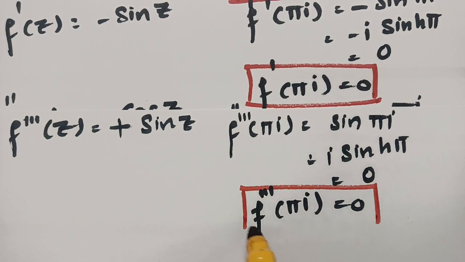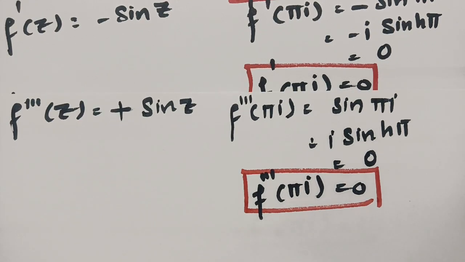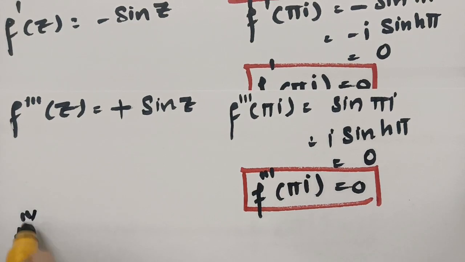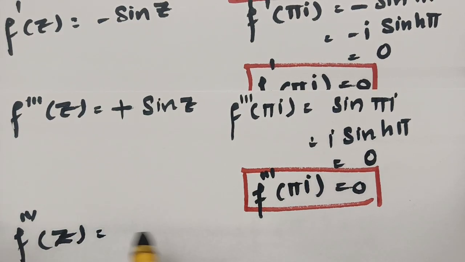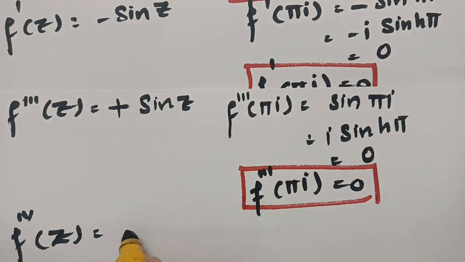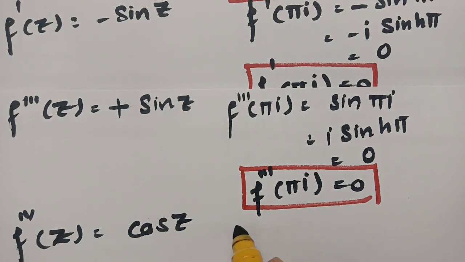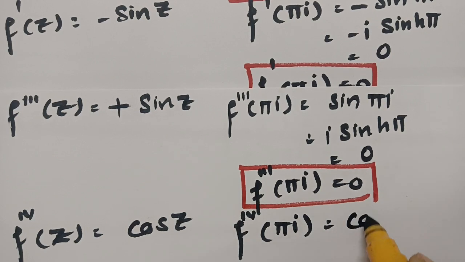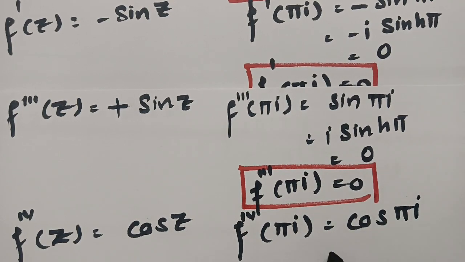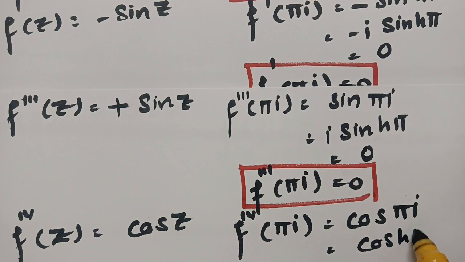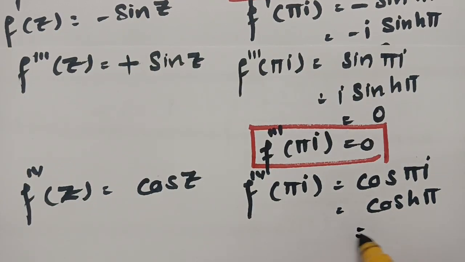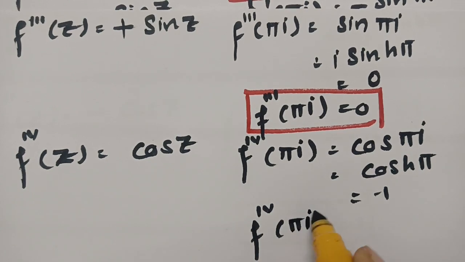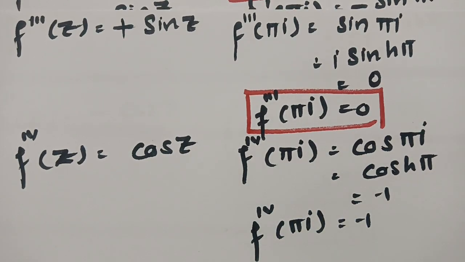For sin, i comes out, and for cos it doesn't come out. Therefore the fourth derivative of f(z): for sin z, the derivative is cos z. The fourth derivative at πi: in place of z, if I write πi, this will be cosh π, and the value here is minus 1. Therefore, the fourth derivative at πi is equal to minus 1.